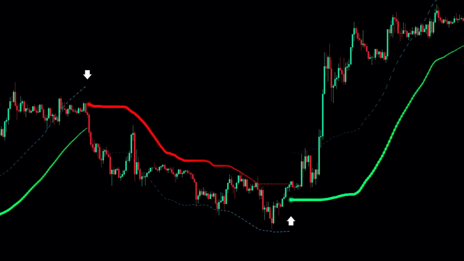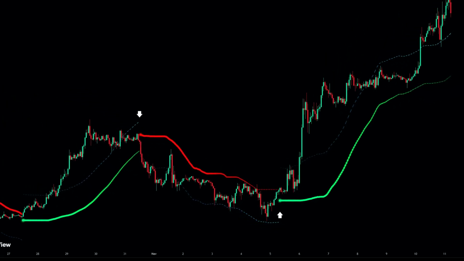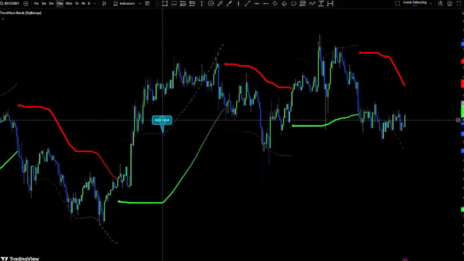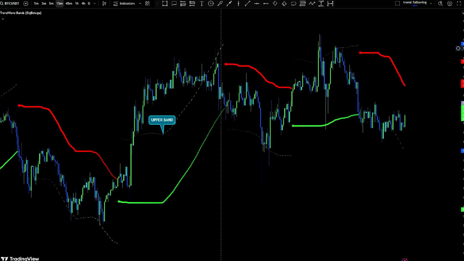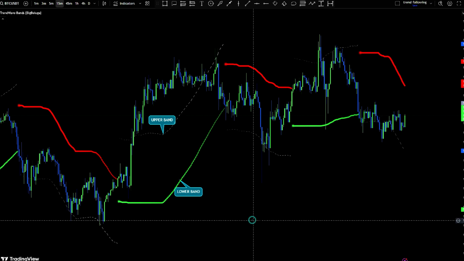So what exactly is this Trend Wave Bands indicator? Think of it as a smart tool that helps you spot trends. It's got these upper and lower bands that kind of hug the market's price action. These bands essentially act like dynamic support and resistance levels, giving you a visual cue for where the trend is headed and potential good spots to enter or exit a trade. The cool thing is, the color intensity of the bands also tells you how strong the trend is.